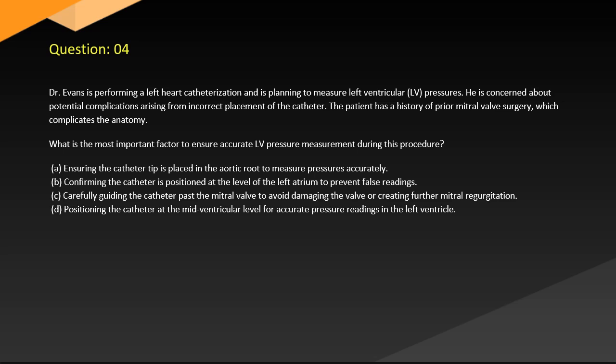A. Ensuring the catheter tip is placed in the aortic root to measure pressures accurately. B. Confirming the catheter is positioned at the level of the left atrium to prevent false readings. C. Carefully guiding the catheter past the mitral valve to avoid damaging the valve or creating further mitral regurgitation. D. Positioning the catheter at the midventricular level for accurate pressure readings in the left ventricle.